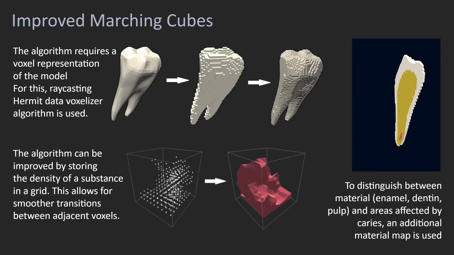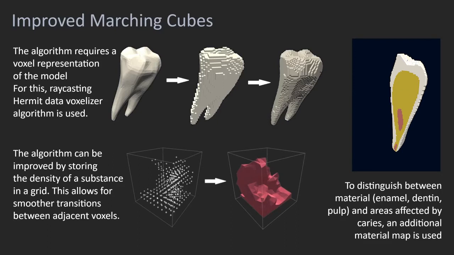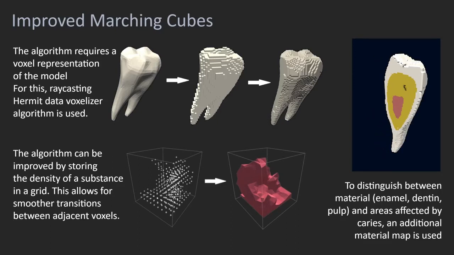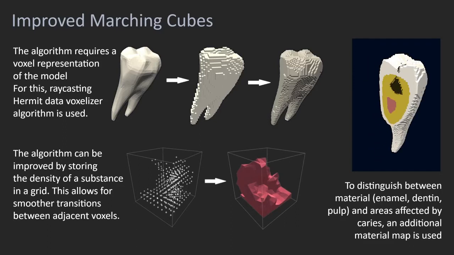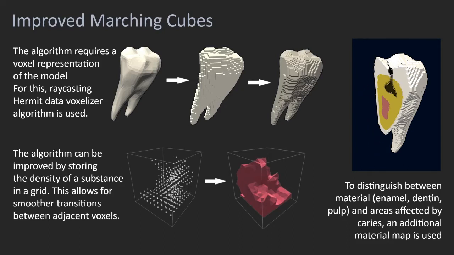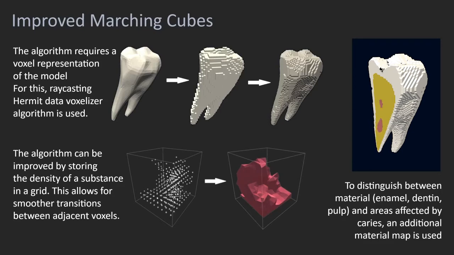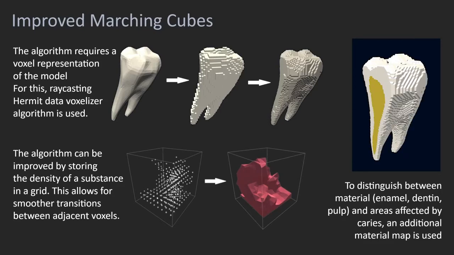The algorithm can be improved if you store not just a Boolean flag of the presence of a substance in a voxel, but some number that indicates the intensity of the presence or density of the substance. This allows for smoother transition between adjacent voxels. Also, in addition to the density map, you can use a material map. Thus, it's possible to distinguish between a healthy tissue of tooth and those affected by caries to varying degrees.